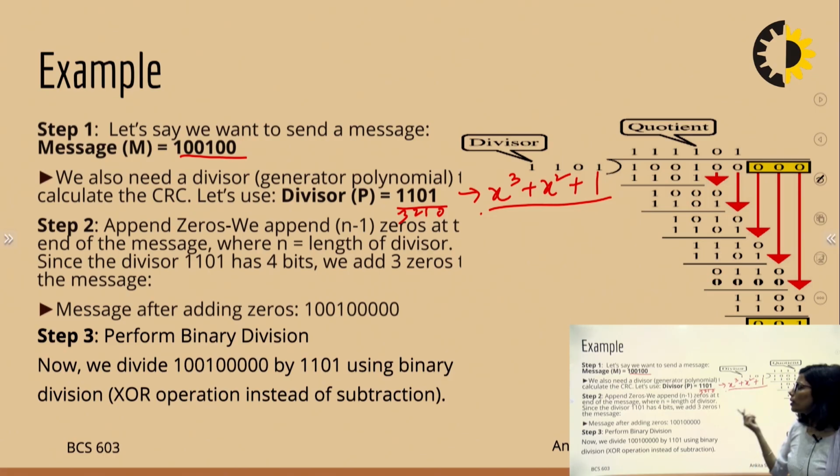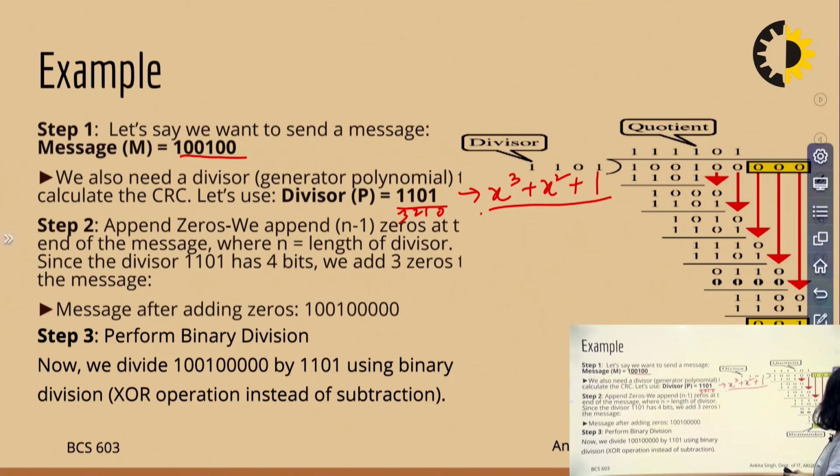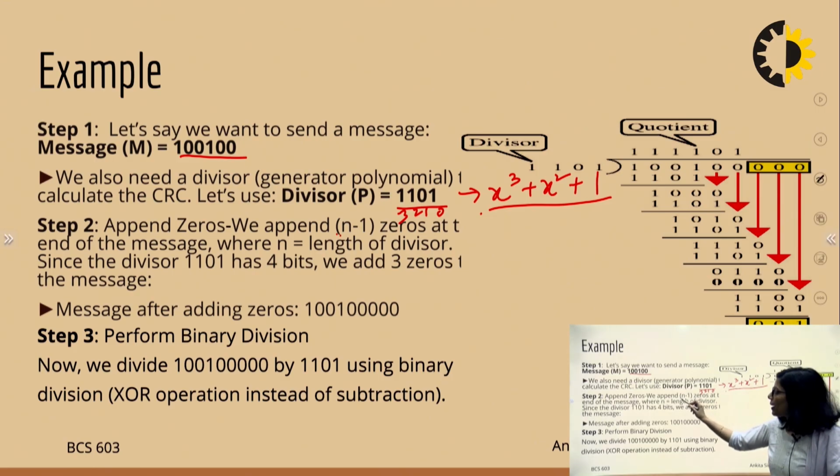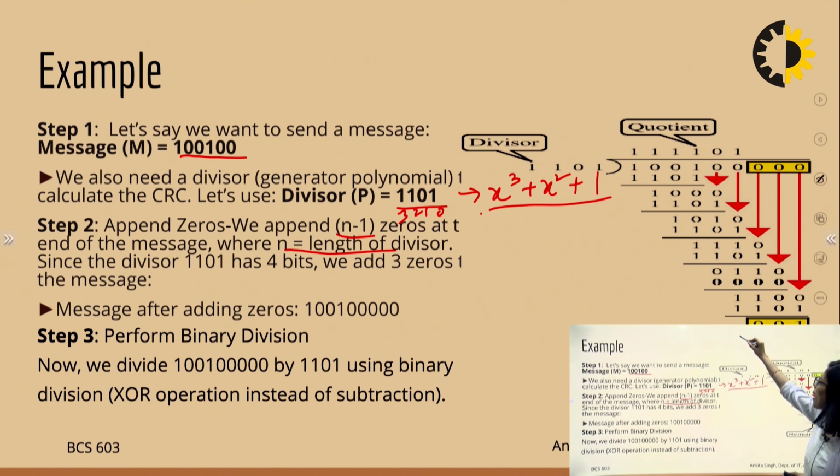Fine. Now what happens? I will be appending n minus 1 zeros at the end of the message. n is the length of the divisor. So my length of divisor over here, n, is 4, right? So my CRC will be n minus 1, that is 3. At the end you can see we are receiving 3. So how many zeros will I append? 3 zeros. So here I have appended 3 zeros.